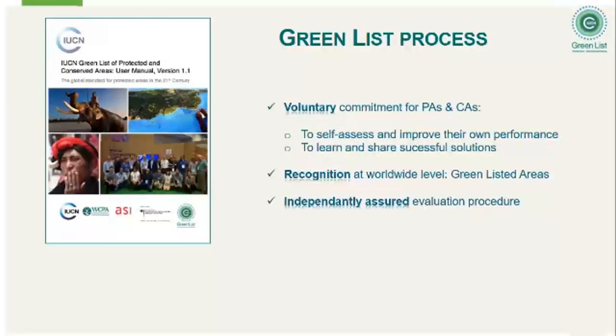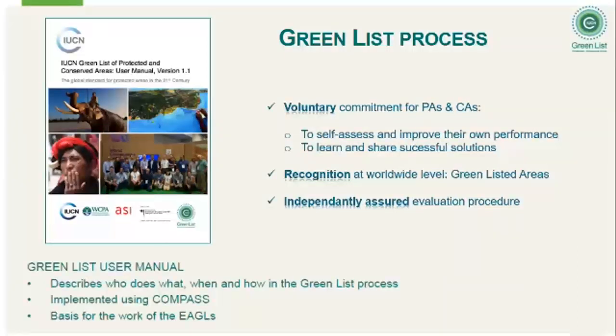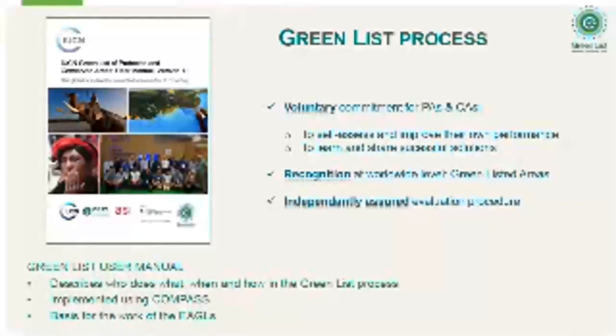So as you can see, the Green List process is a voluntary commitment from the protected areas and conserved areas. They are the ones deciding whether or not they want to do the self-assessment. If they meet all the criteria, they get that recognition at worldwide level, which is as a Green List area. And all this process is an independently assured and credible process, which is described in the Green List user manual, which describes who does what, when, and how at every step of the Green List process, and how all this information is also put into Compass. Compass is an online portal that combines all the information about the Green List.